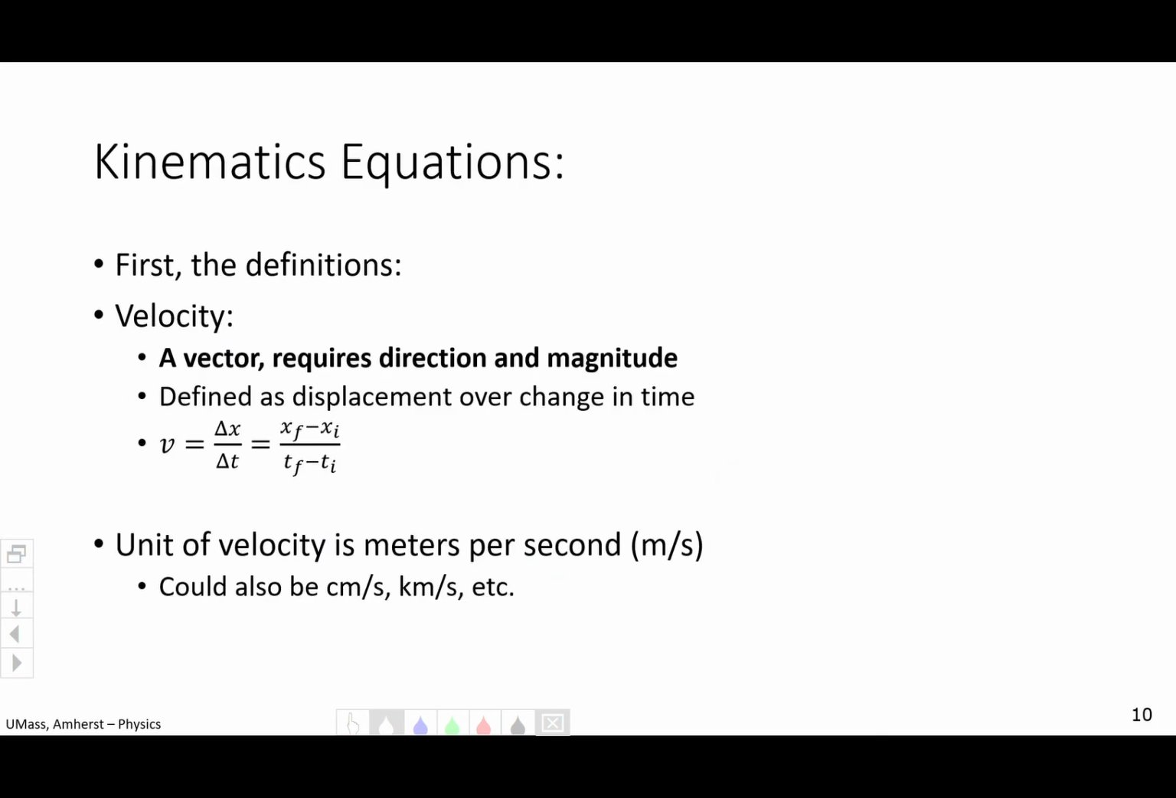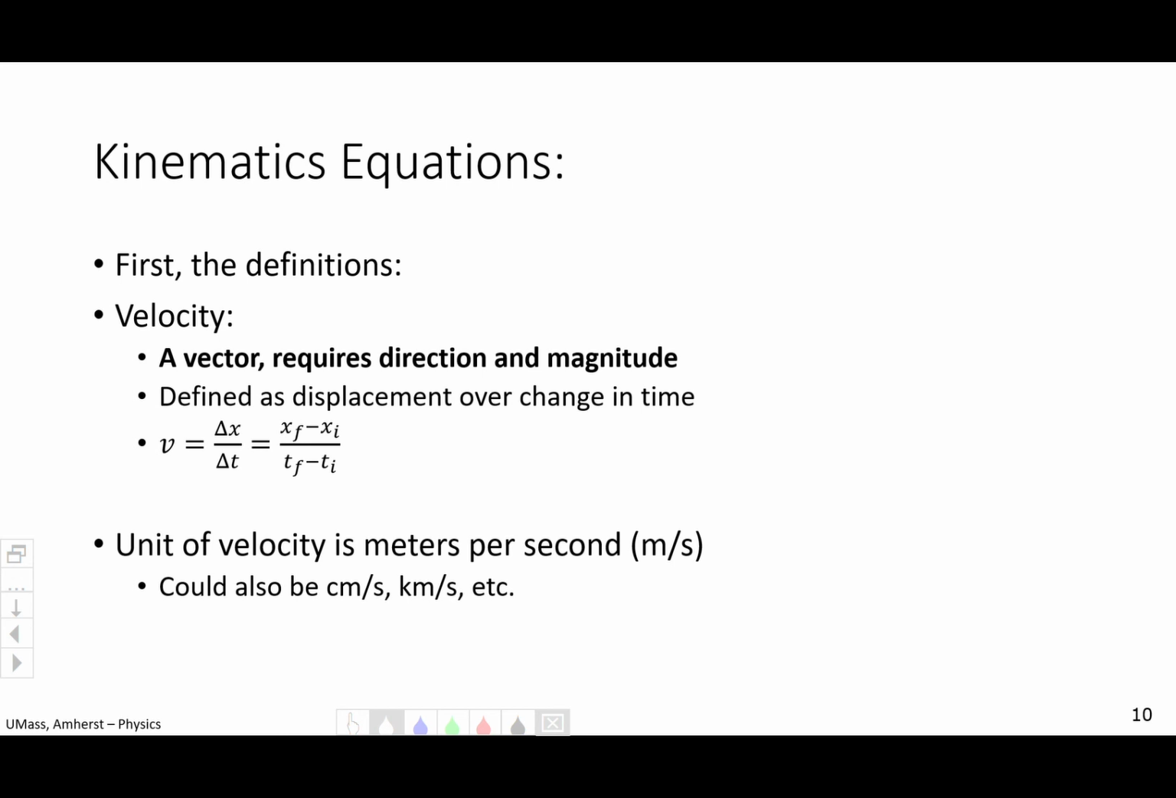Okay, now we're going to get into the meat of kinematics. So you saw that displacement was delta x, and that was our first introduction to the math and the variables of kinematics. But let's define some stuff. So velocity is a vector that requires both direction and magnitude. We're going to define it as the displacement per unit time. So it's the rate of change of position per unit time.